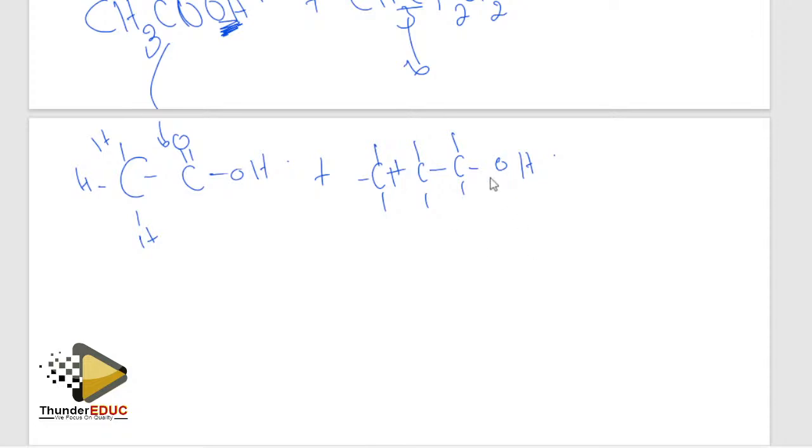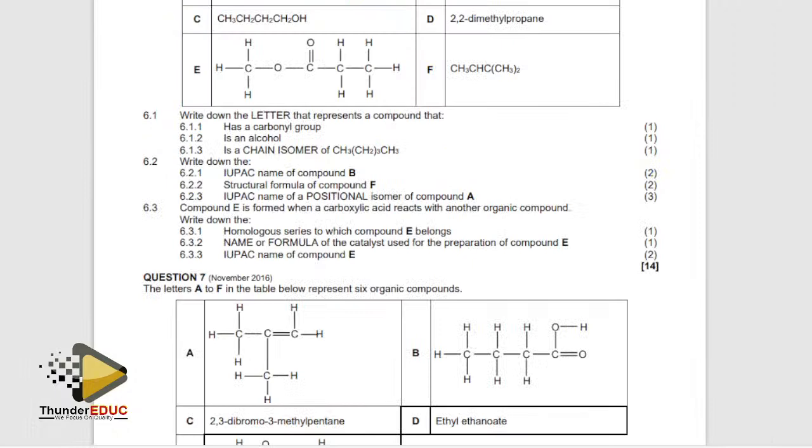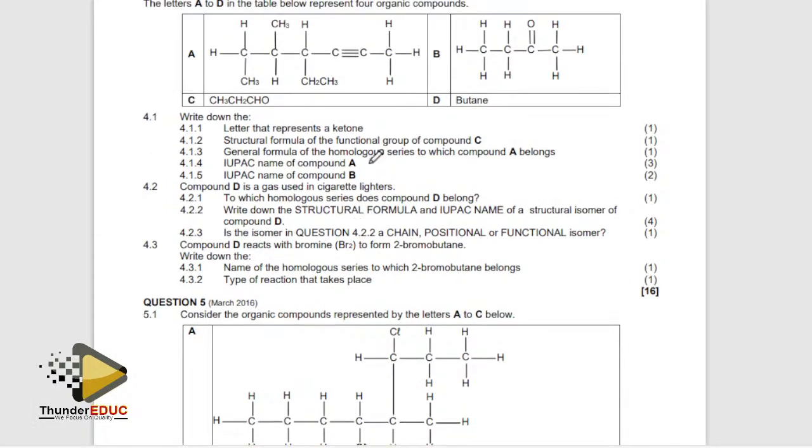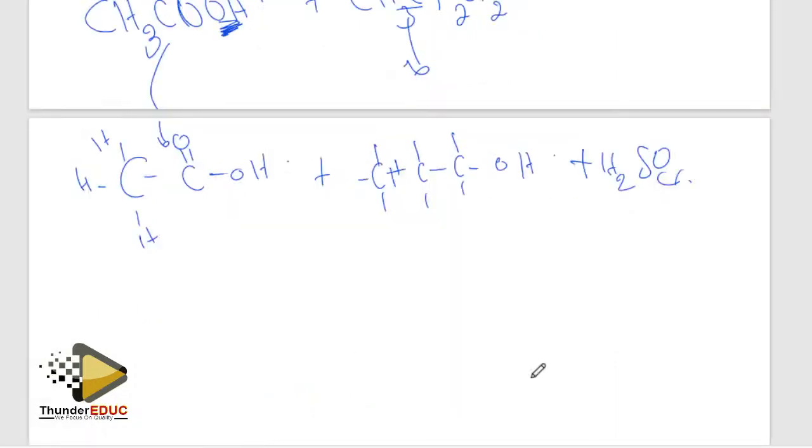Yes, 1, 2, 3, 4. Cool. Then sulfuric acid is reacting there. They're saying question 4, sir. Which question 4? Did you see here question 4? You mean this? I don't know. Okay, please be specific. Question 4. I'm going to go through everything.